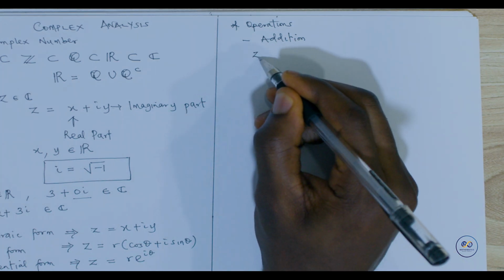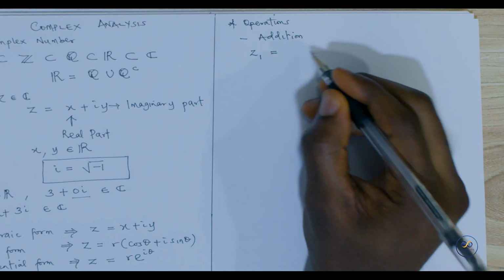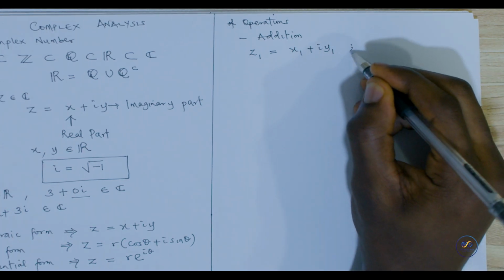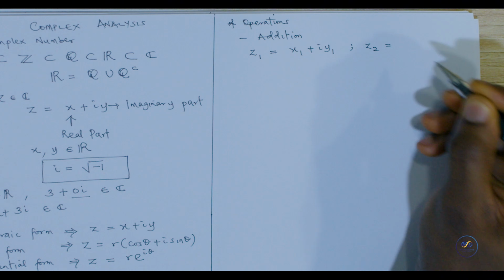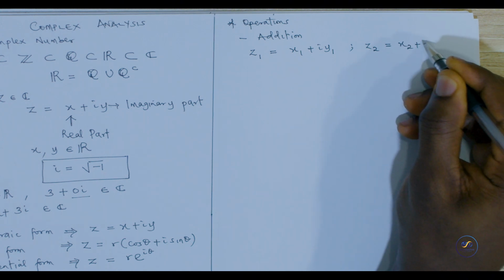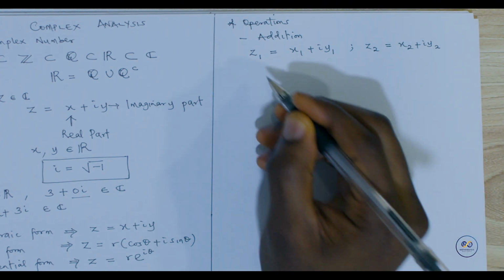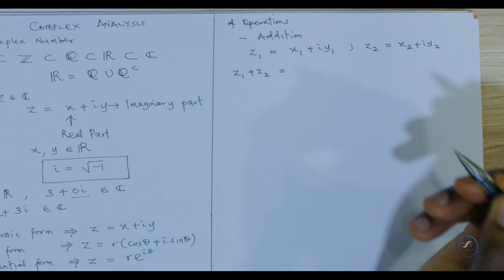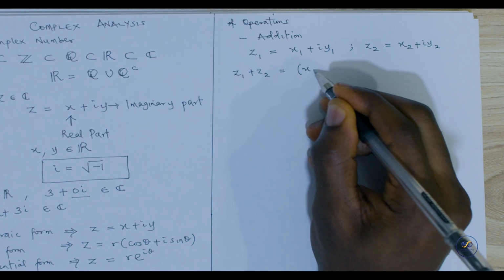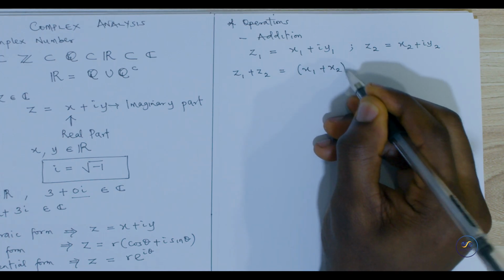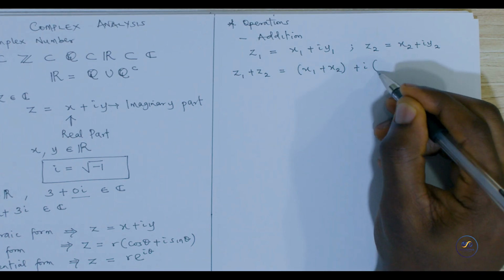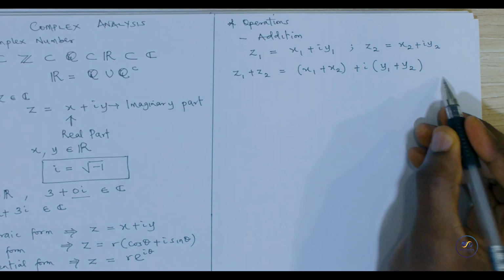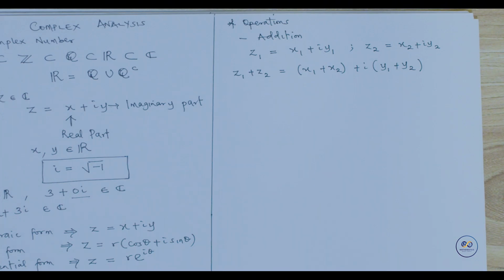So for instance, let's say we have z1 equal to x1 plus iy1, and then we also have z2 equal to x2 plus iy2. Then if we add z1 to z2, the operation would be the addition of the real parts plus i times the addition of the imaginary parts. This would give us the result for the addition.